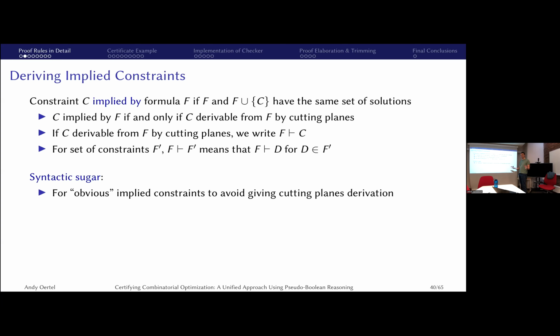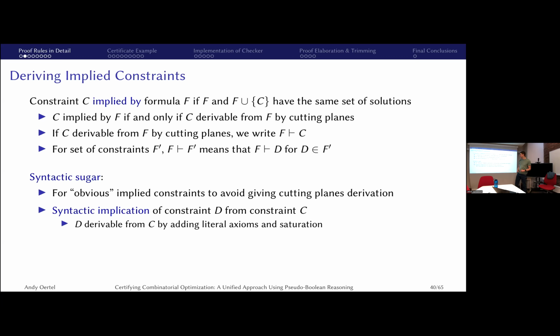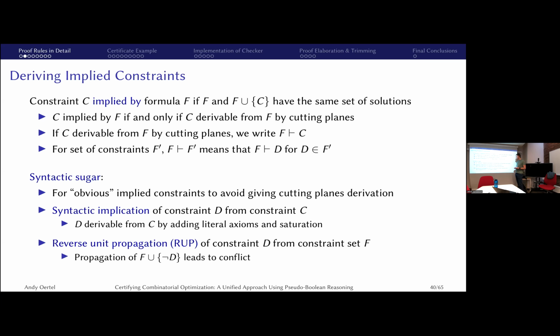The first thing is syntactic implication. This is basically a cutting planes derivation where we can derive a constraint from another constraint C by adding literal axioms and saturation, just doing these two rules in arbitrary order, with arbitrary literals. For this, I will show you later that we have an efficient check for this condition.